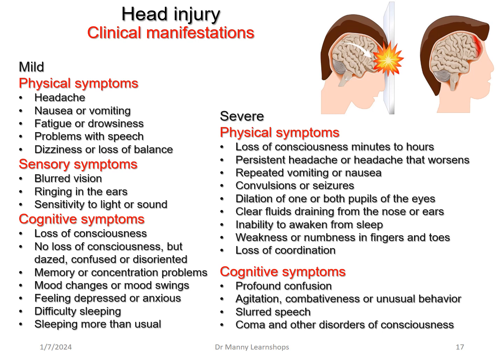What are some of the clinical manifestations? Well, we said mild, moderate, severe. With mild, you may just have a headache, nausea, vomiting, feel a little bit disorientated, have problems initially speaking, be dizzy, blurred vision, photophobia, tinnitus, ringing in the ears. Or they can be more severe, where you've lost consciousness for several minutes to hours, a persistent headache, repeated vomiting and nausea, convulsions and seizures, pupil dilation, whether it be uni or bilateral. You may even have CSF draining from the nose and the ears, indicating that severe damage has occurred to your skull. You may be fatigued. There may be weakness and more severe loss of coordination.